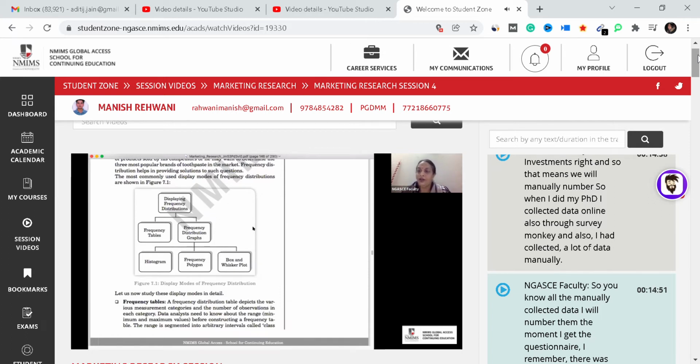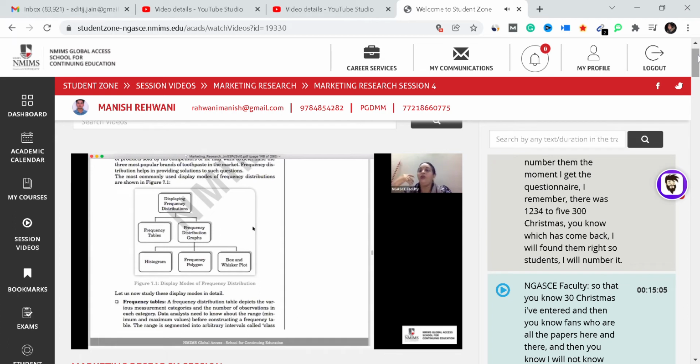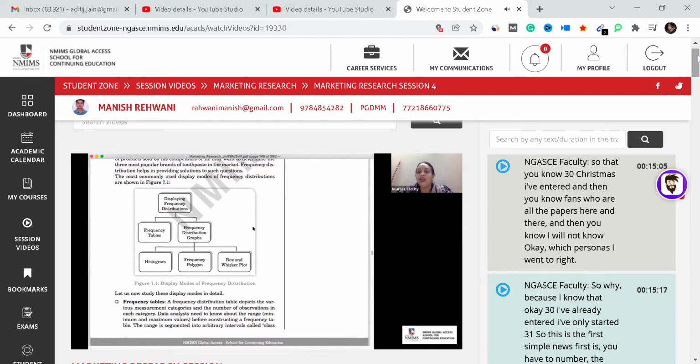If I have 300 questionnaires which have come back, I will count them. First I will number them, so that if 30 questionnaires are entered and then a fan blew up all the papers here and there, I will not know which questionnaires I've entered. Because I know that 30 are already entered, I only have to start from 31. So this is the first simple rule: you have to number the data.